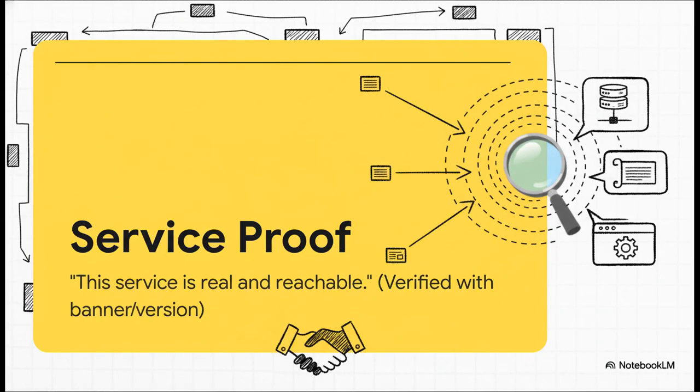Okay, next up, service proof. Look, it's not enough that a port is open. You need to prove that the service on it is real, that it's reachable, and that it's responsive. You're looking for a banner, a version number, something that talks back and confirms what you're seeing. This is how you move from just knowing the machine exists to understanding what it's actually running.